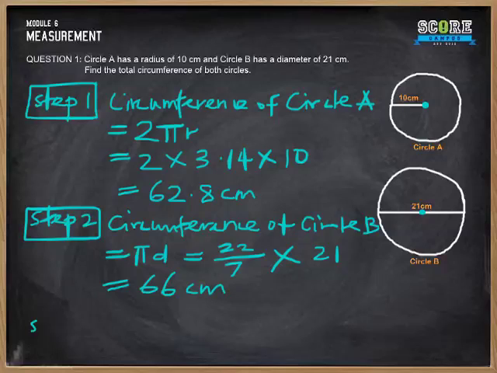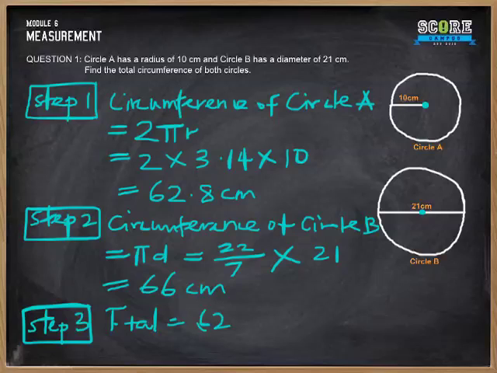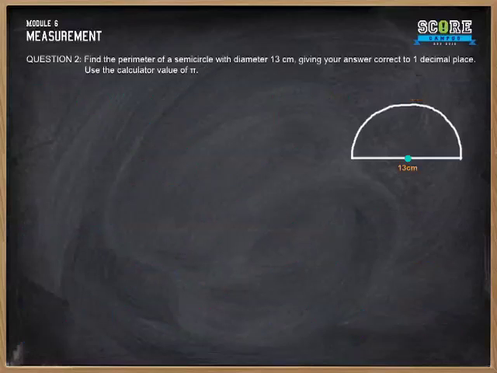Now, step 3 is to combine the two answers. Total circumference of circle A and B equals 62.8 plus 66, which is equal to 128.8 centimeters, and that's your final answer. Well done. Moving on to question 2. Students, as I always say, open up your notes when you're watching these videos. It will help you through a lot of the things that you're doing.